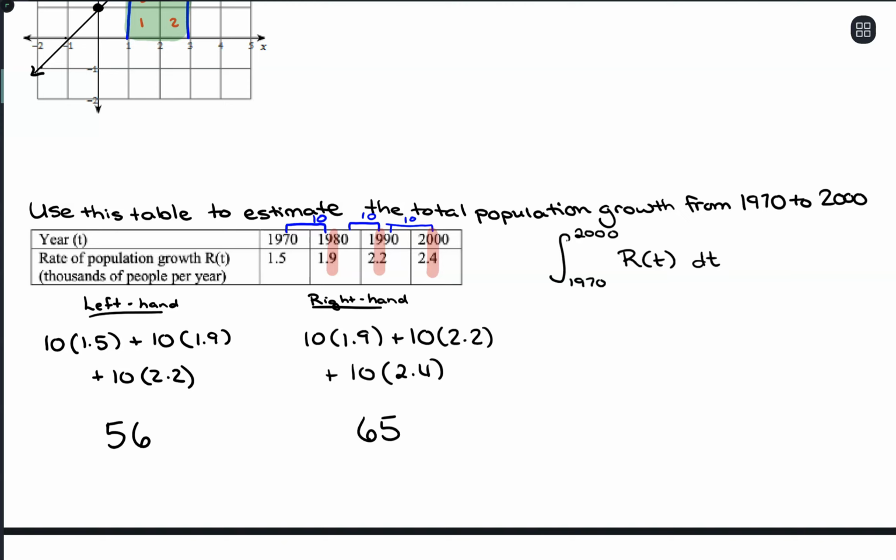So we're noticing a difference. 56 is our lower bound, 65 is our upper bound. So we have this underestimate and overestimate, and we're probably somewhere in between. So we get an estimate for what that total population growth is. It could be 56,000 people to 65,000 people.